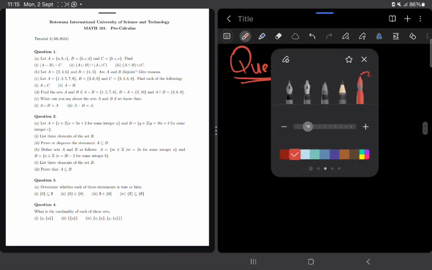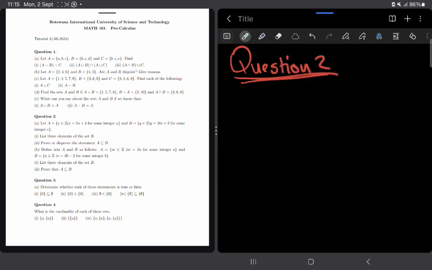Okay, now we are at question 2. Let's keep going. At question 2, we have set A defined as all the integers. Remember that Z is integers. It's all the integers such that X is equal to 5a plus 2 for some integer a.